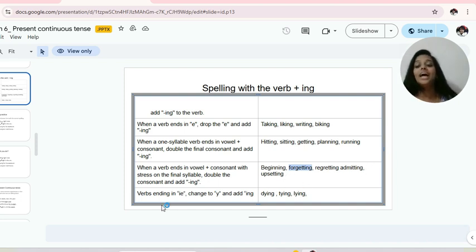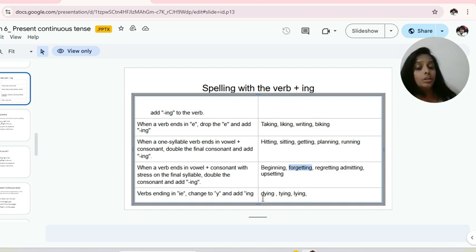Got it? And when the verb ends in ie, change this ie to y and add ing. Example, the words are die, tie, and lie. So you have to change the verbs which are ending in ie to y and you can add ing.